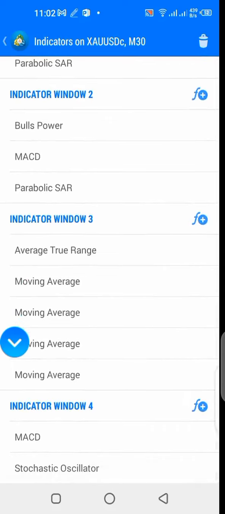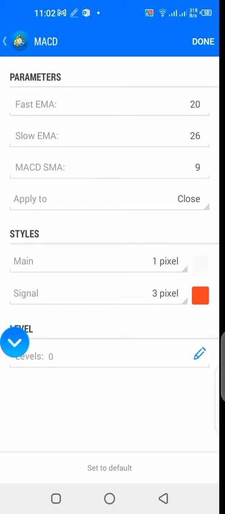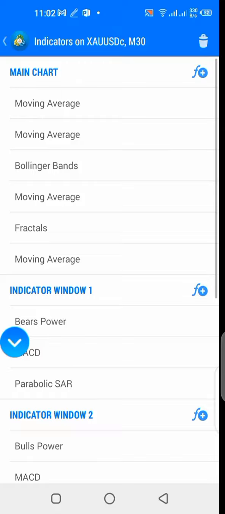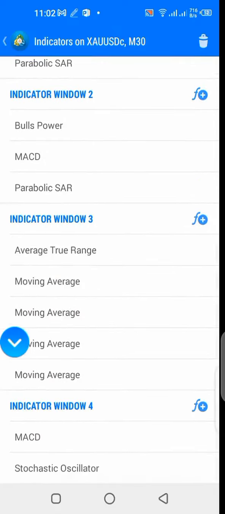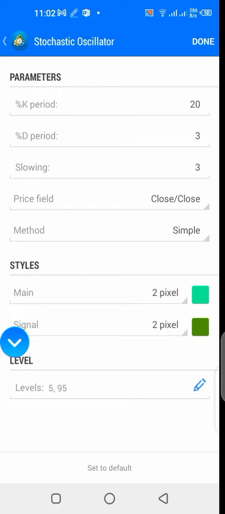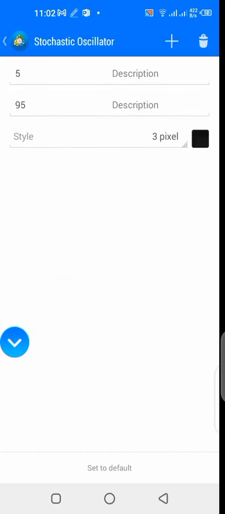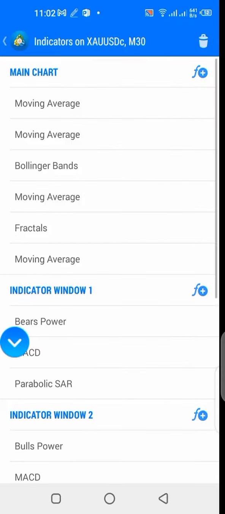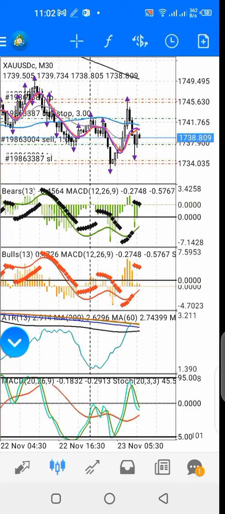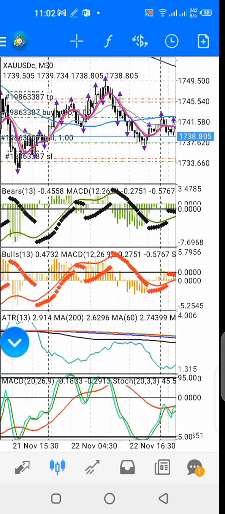Then we have indicator window 4, MACD 12, 26, 9, and the signal style color is red. The MACD level is 0. And we have stochastic oscillator 20, 3, 3, close on close, simple, lemon on green. And the levels, we have 5 and 95, color is black. So that's the indicator settings for those that are interested in the parameters.